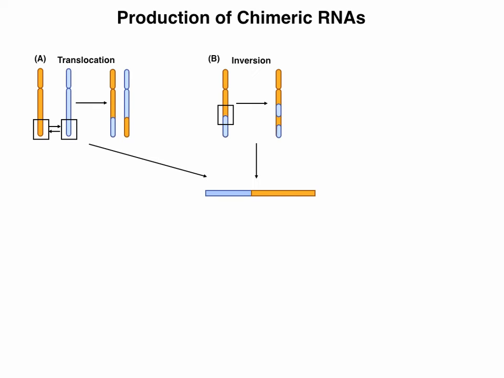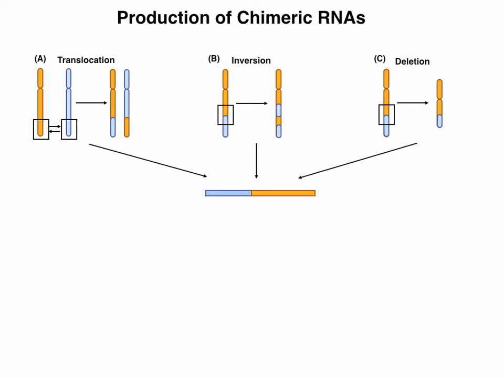Another way to generate fusion RNAs is through chromosomal inversions. One example is the EML4-ALK fusion, which is associated with a small subset of non-small cell lung cancer. Interstitial deletion is another source for producing fusions. One example is the TMPRSS2-ERG fusion, which is frequently found in prostate cancer.